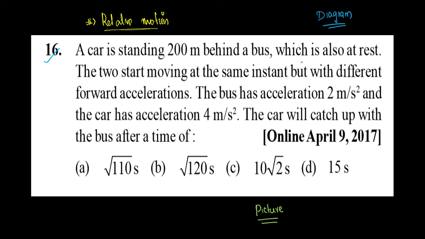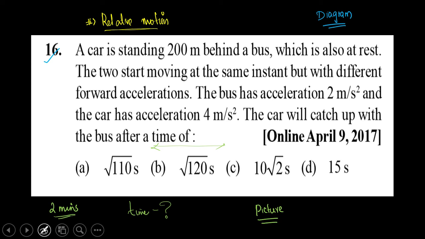The two start moving at the same instant but with different forward accelerations. The bus has acceleration of 2 meter per second square and the car has acceleration of 4 meter per second square. The car will catch up with the bus after a time of. So here what you have to find is time. Time of what? The time the car will catch up with the bus. As I mentioned, guys, please take 2 minutes and try to solve it.